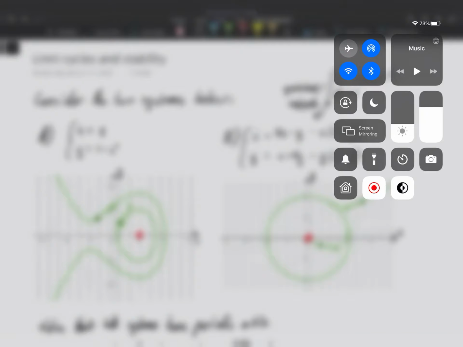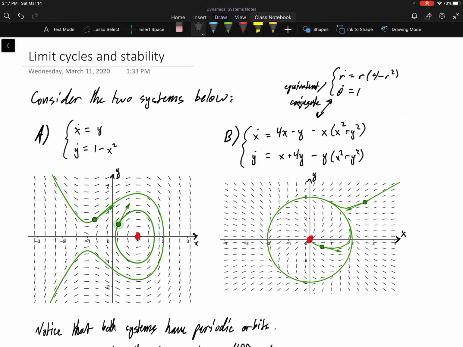All right, everybody, welcome back. We are now going to go ahead and start Chapter 7. So again, we're using Strogatz, so we're in Chapter 7 of Strogatz.